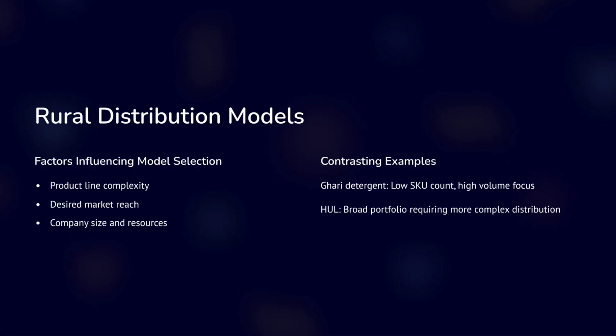It is important to understand that companies specializing in different product categories often implement diverse distribution models. The choice of model depends significantly on the most effective method to reach and serve their target rural market. Let us take an example: a company like Ghari Detergent, which focuses on a specific product segment with high volume, might employ a model with a smaller number of channel members in its rural distribution network, compared to a large corporation like Hindustan Unilever, which handles a vast portfolio of products requiring more extensive reach.